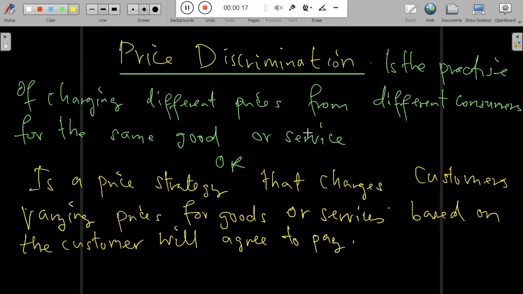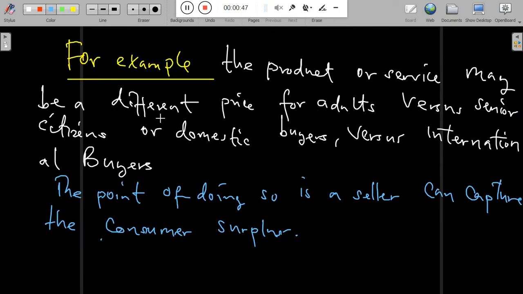You may also define price discrimination as a pricing strategy that charges customers varying prices for goods and services based on what the customer will agree to pay. So different people are charged different prices, depending on how the seller has divided the range of prices into groups or individuals. For example, the product or service may be a different price for adults versus senior citizens, or for domestic buyers versus international buyers.